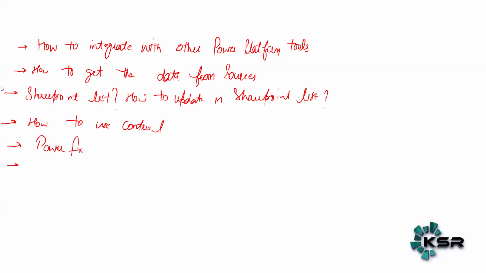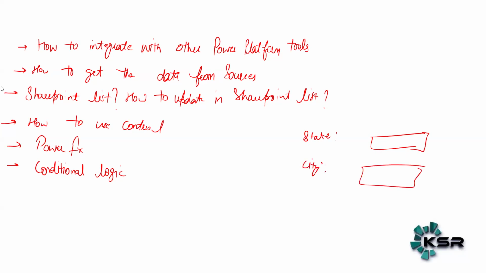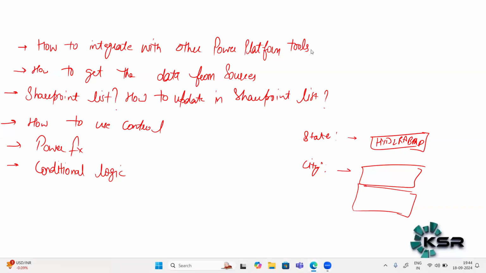Similarly, we will learn conditional logic, like how a field changes based on another field. Suppose this is your state and this is your city. If you have selected a state here, suppose Hyderabad, then you will get only the cities which are there in Hyderabad. You will not get all the cities here. How many of you have seen this on some websites? Yes, sir. Yes, we can implement this. So we will try to implement this.